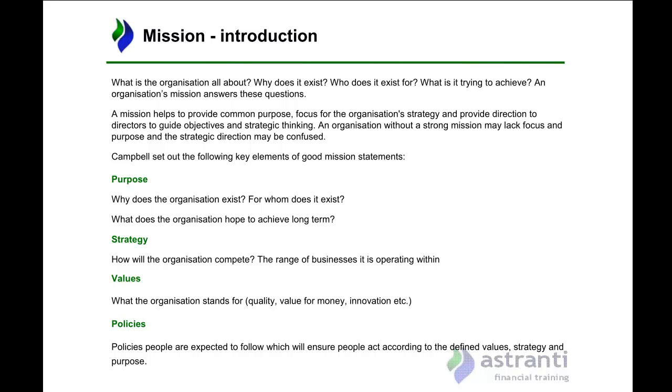Now we weren't given any information about mission statements in the pre-seen. And so what it could be is that you are being asked a question in the exam about the value of a mission statement and possible mission statements that ABC could have. So we'll look at the 4 elements of good mission statements. We'll start off by looking at purpose. Who does the organization exist for? Why does the organization exist?